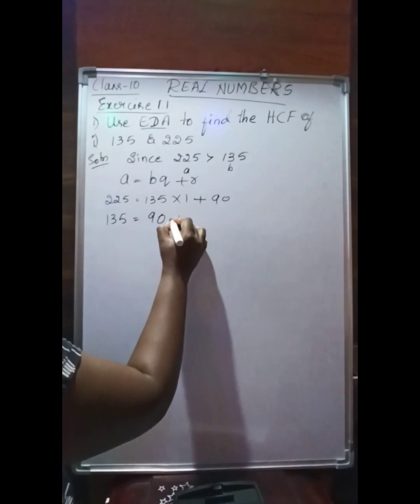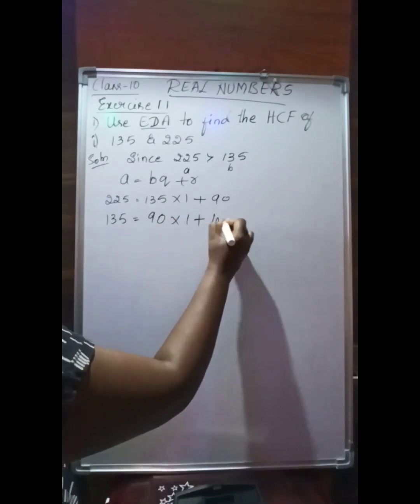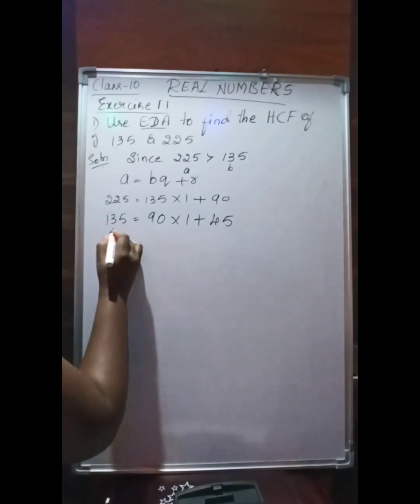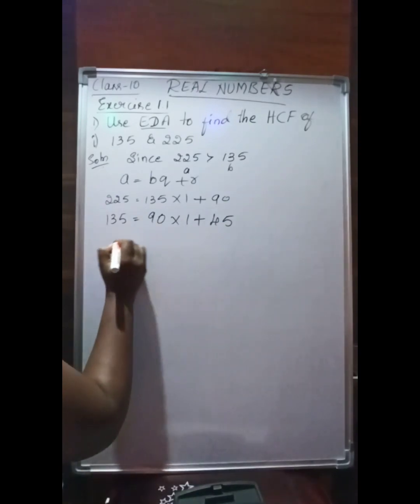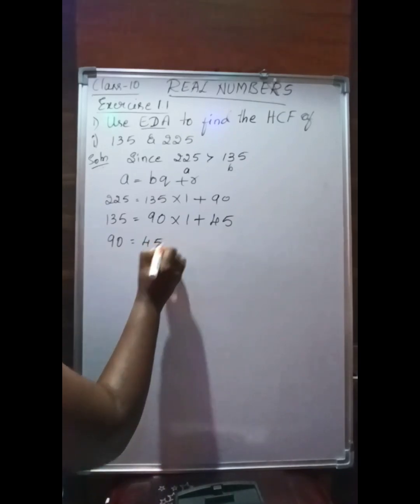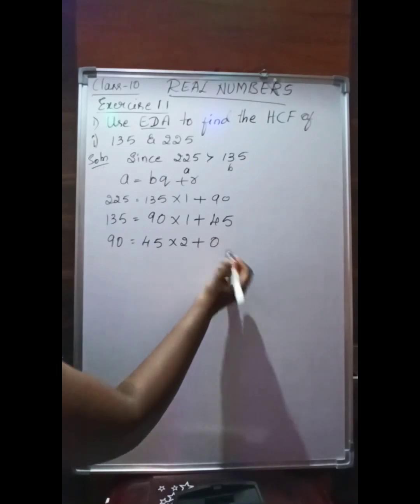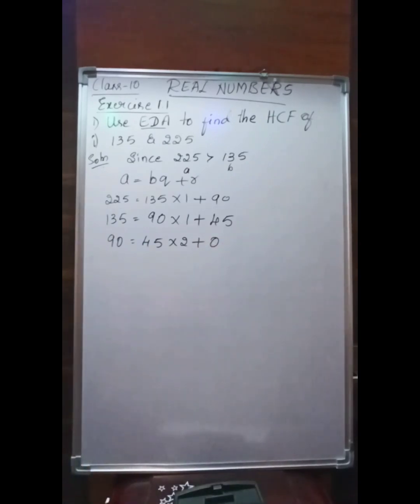Now consider 135 as A and 90 as B. 90 also you can divide only once, so the remainder is 45, since 135 minus 90 is 45. Now consider 90 as A and 45 as B. 45 into 2 is 90, so the remainder you get is 0.